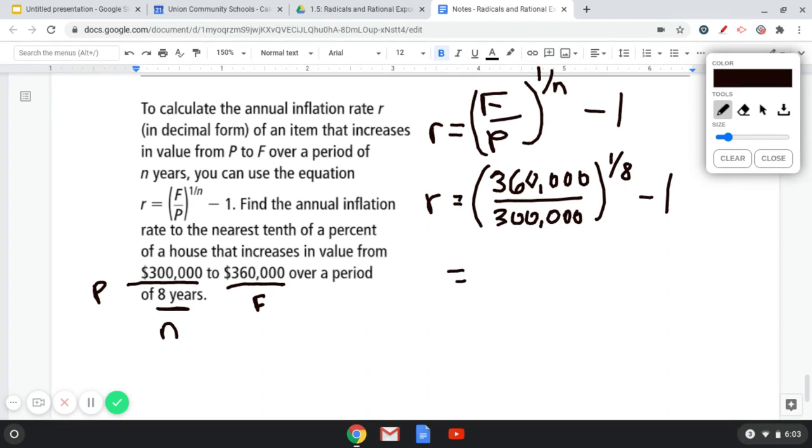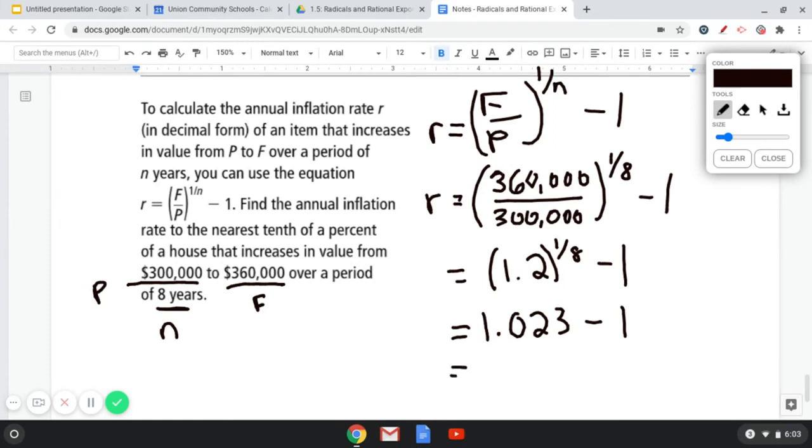All right, I'm going to take 360,000 divided by 300,000, and this is 1.2 to the 1/8 power minus 1. All right, now using our calculator, 1.2 to the 1 divided by 8 power, that is 1.023 minus 1. Don't forget about this 1. Now, this means that the inflation rate is 0.023, but this is a decimal.